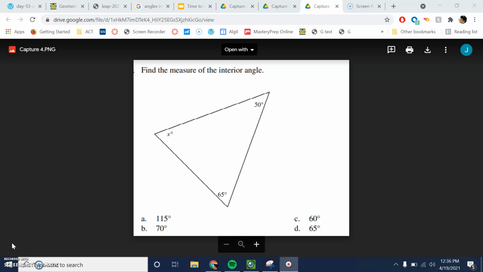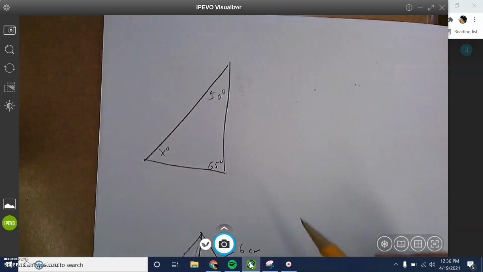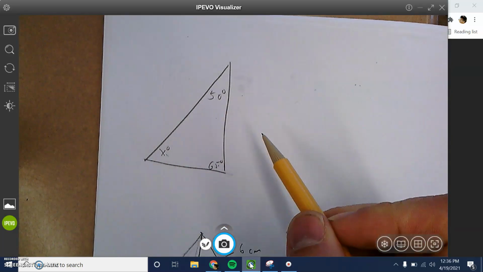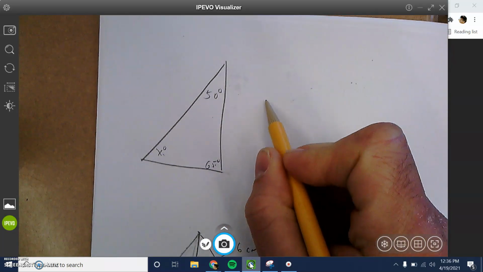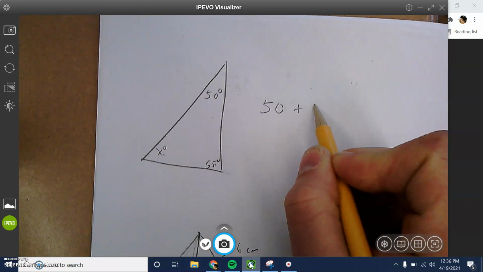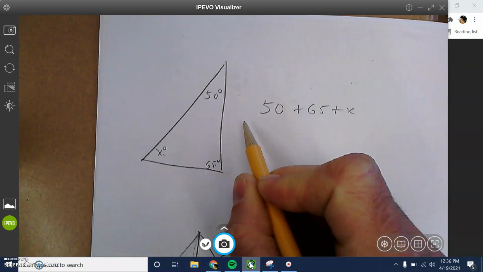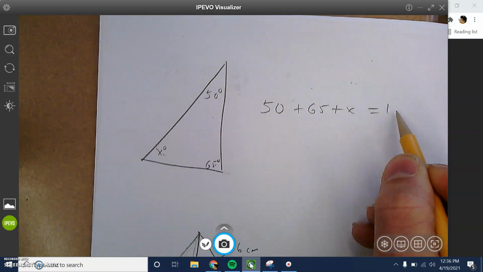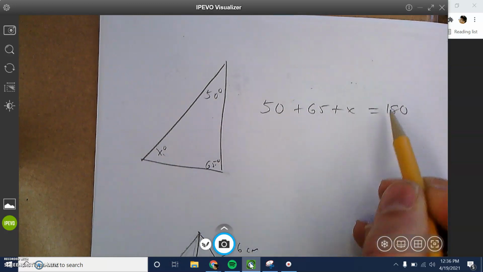Here we go. First one, measure what is x in the triangle. What is that? How many degrees? Go! Alright, let's see. So we know that all three angles in a triangle add up to what? Yeah, 180. So 50 plus 65 plus x, could be any order you want, equals 180.